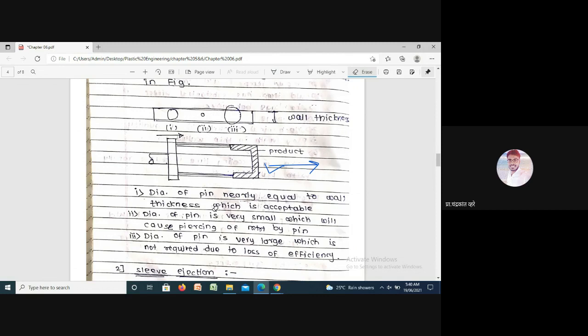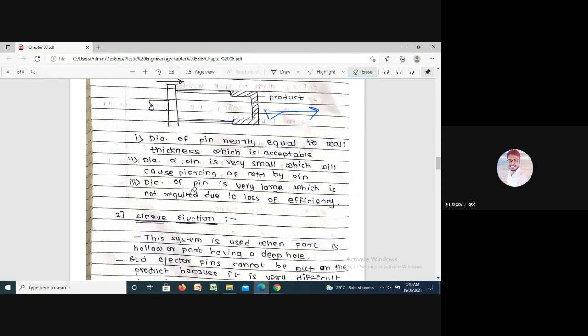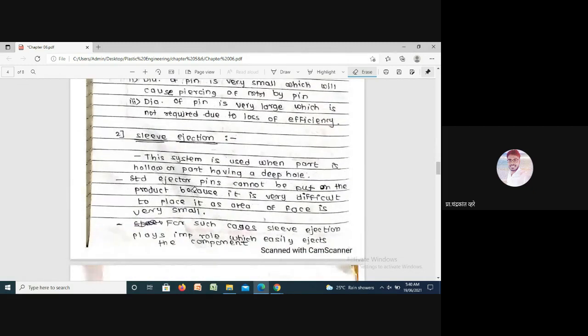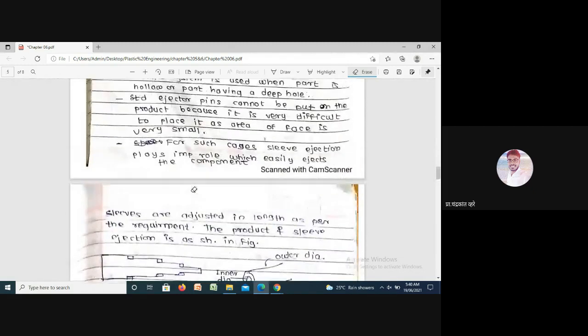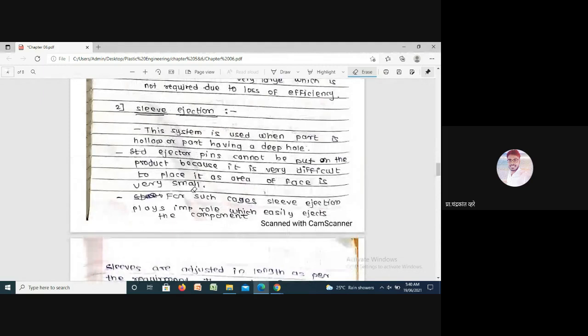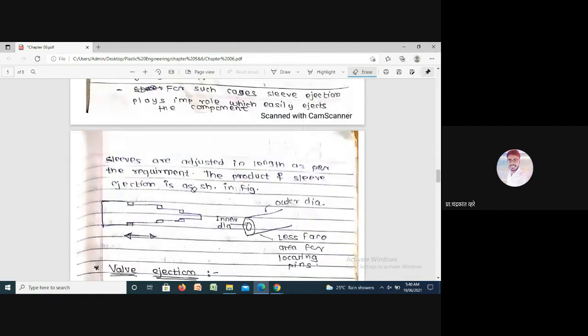So this is all about the pin ejection system. I hope you have written it. Let's go to the next one, the sleeve ejection system. This is a schematic diagram of the sleeve ejection system.